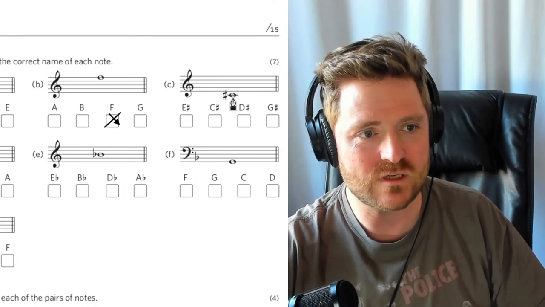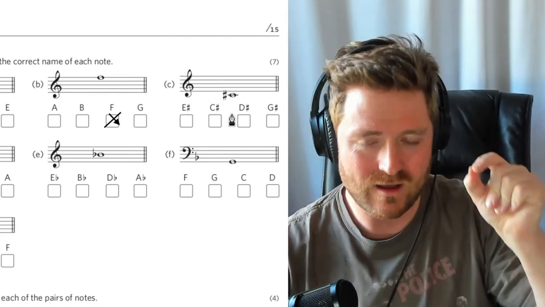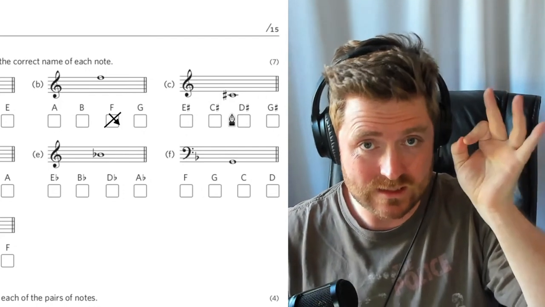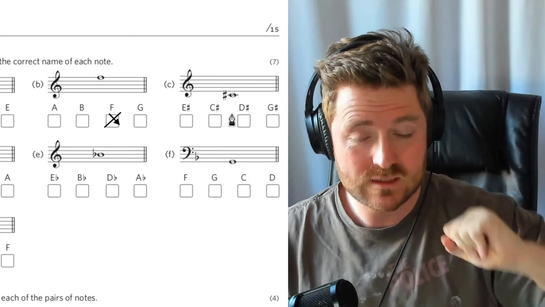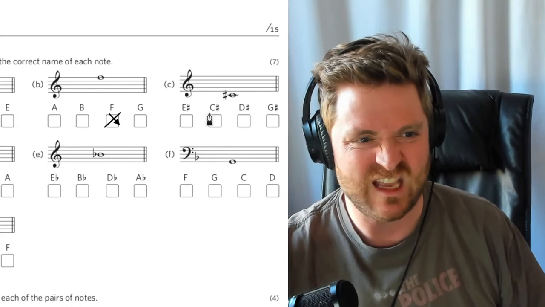And it's really important to remember then to visually recognize that note when it appears, the C below the stave with the line through it, very, very recognizable. With the sharp sign, it's a C sharp.